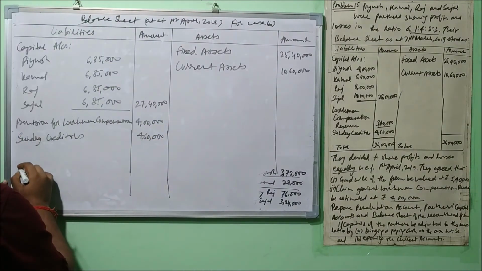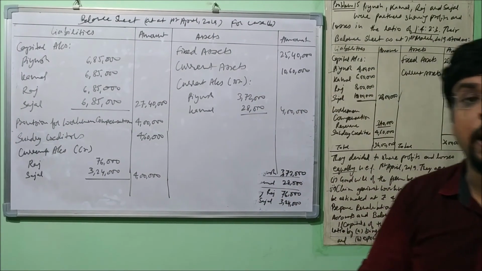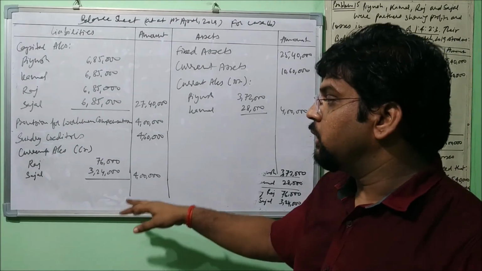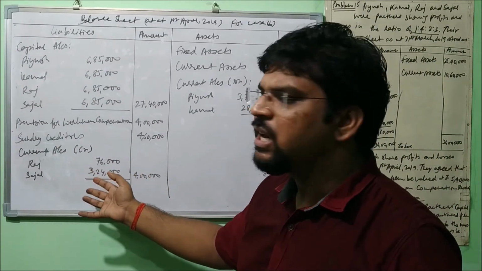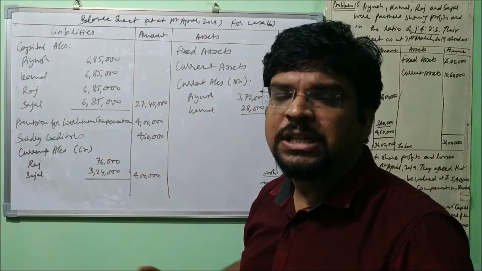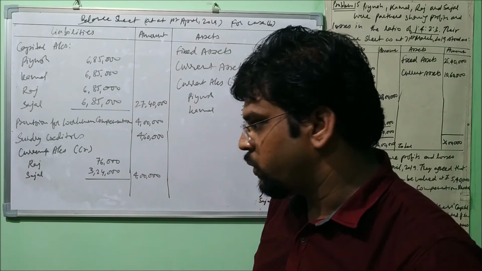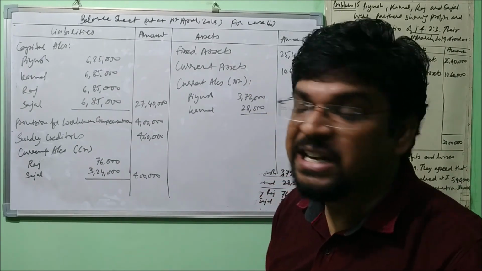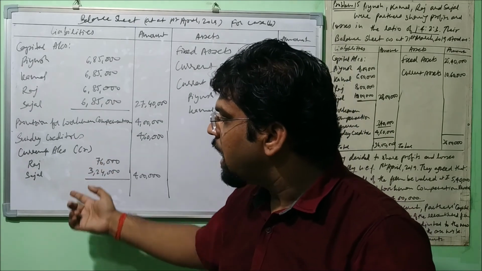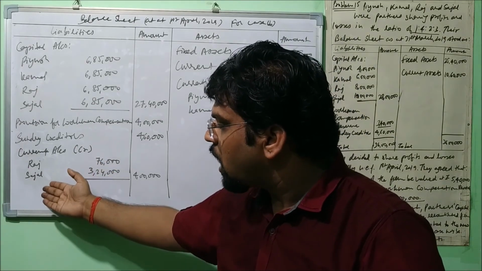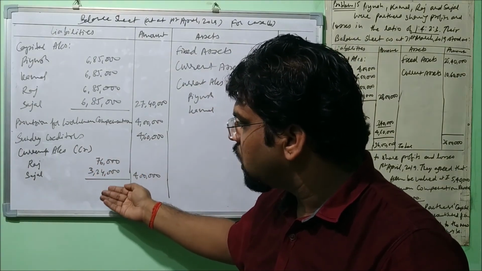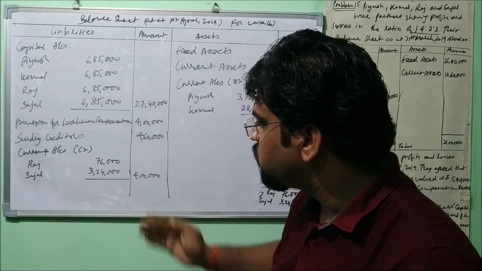So in this side there were two balances. So this is the way to do that. Fine. Because these were supposed to withdraw the amount, but they have not withdrawn. So their surplus is there in the balance sheet. Okay, which is a liability for firm. That is why these have been kept here as the credit side balance. Okay, Raj and Sajal. 76,000, 3,24,000, total is 4 lakh.